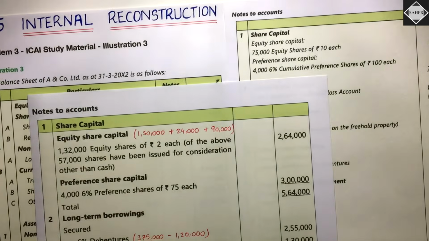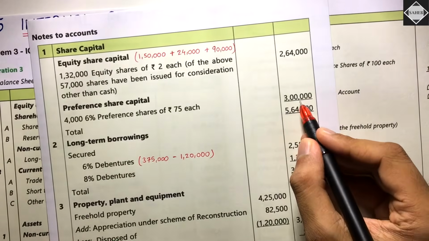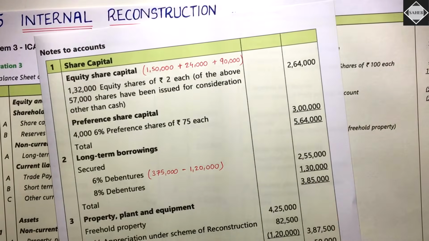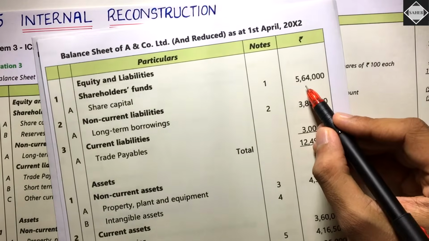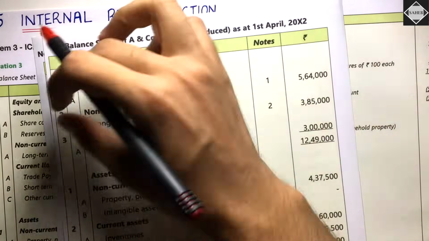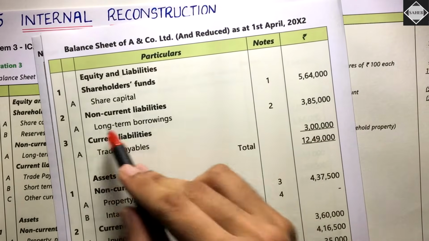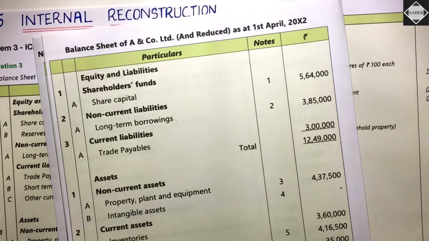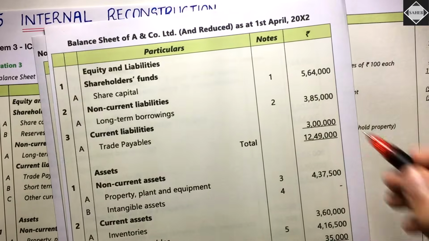So directly you will take that. Okay, 3 lakh. Is that clear? Simple as that. So 3 lakh plus 2,64,000, that's equal to 5,64,000. Fine. So share capital is over. And then you have non-current liabilities, long-term borrowings. So note number 2, what's happening?